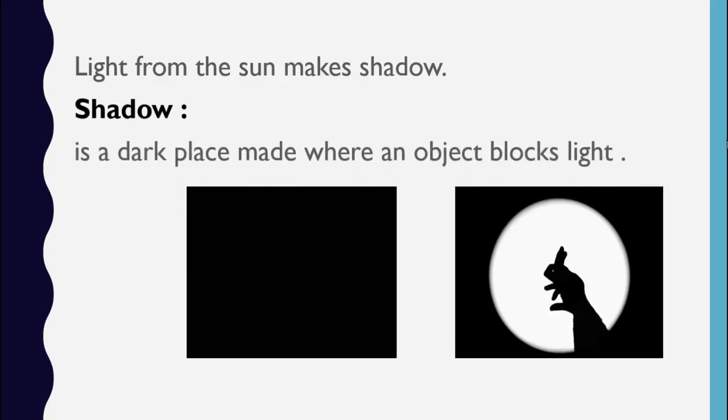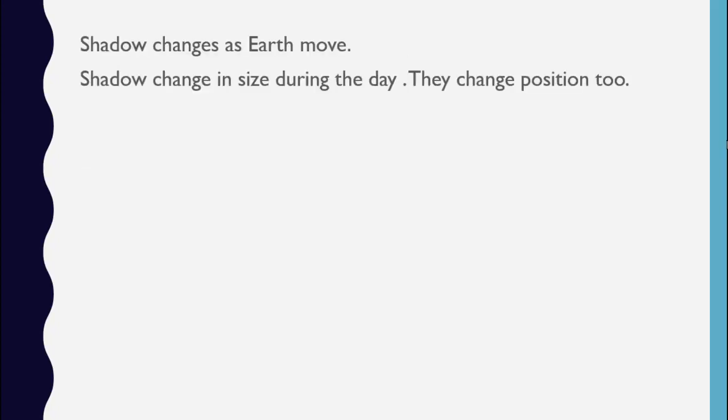And what do we mean by shadow? A shadow is a dark place made where an object blocks light. The shadow changes as the Earth moves, and the sun's light shines on objects from different directions as the day goes on. Shadows change in size during the day, and they change position too.